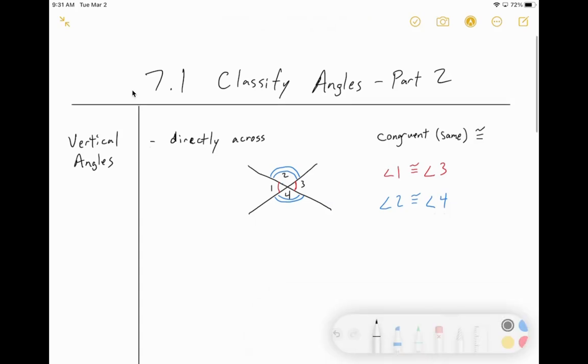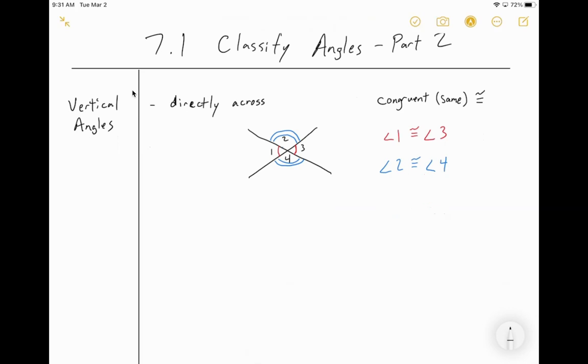Okay. So for example, and you can write this down too. We'll call this example A. Let's say that this angle on top was 100 degrees. Okay, it's an obtuse angle, so because it's more than 90, it's obtuse.